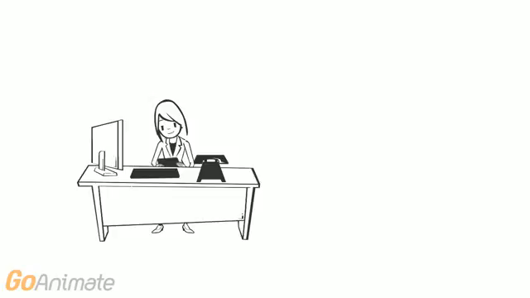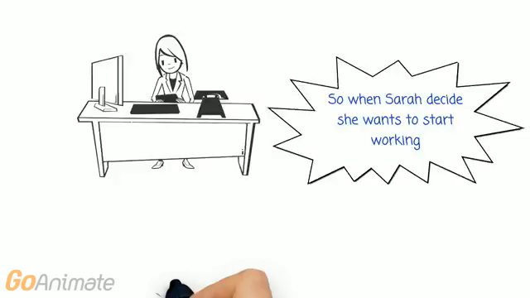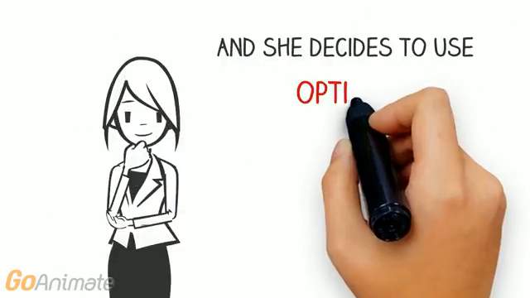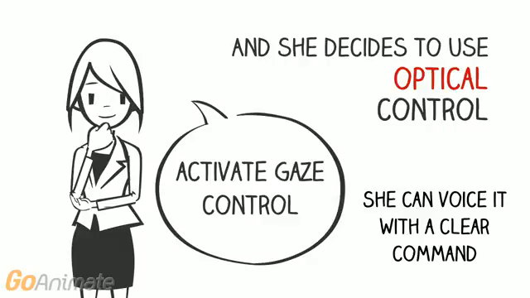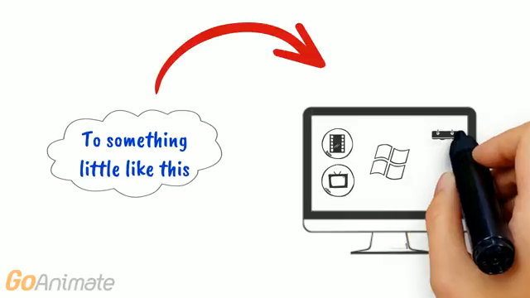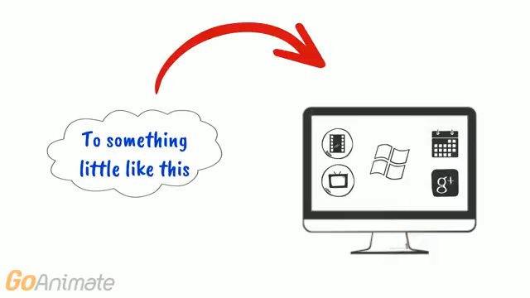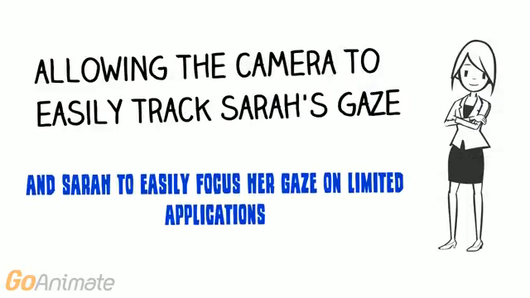So when Sarah decides that she wants to start working, and she decides that she wants to switch to optical gaze control, she can voice that with a command. For example, activate gaze control. The interface will adjust its layout so that it looks something like this, allowing the camera to easily track Sarah's gaze and Sarah to easily focus her gaze on those limited applications.